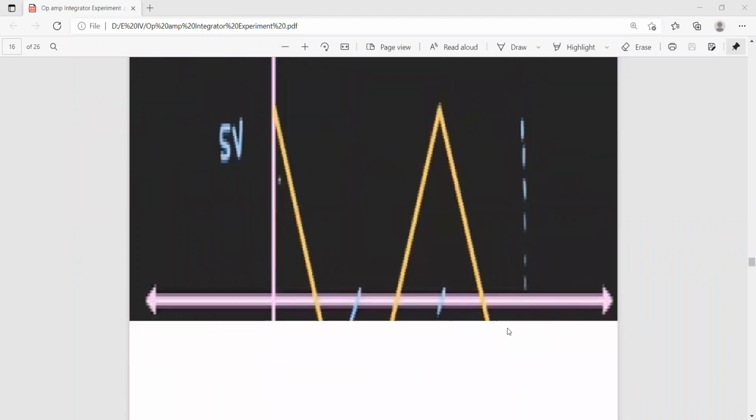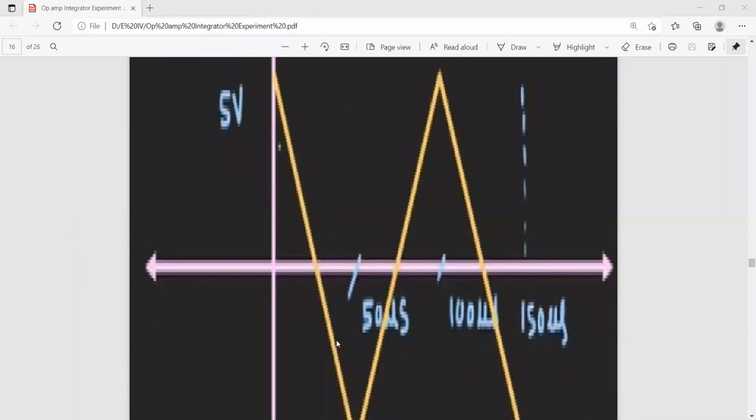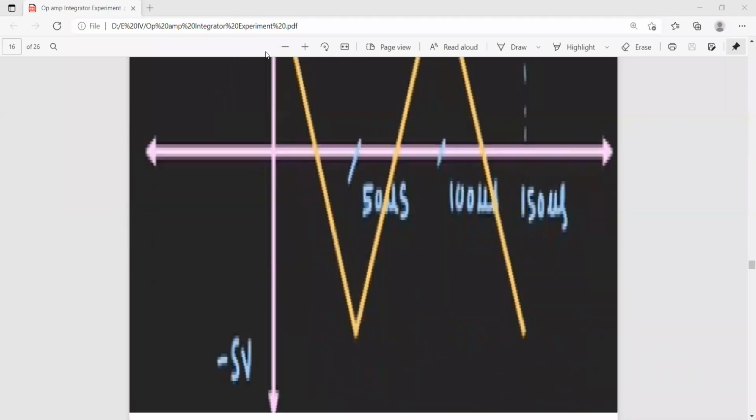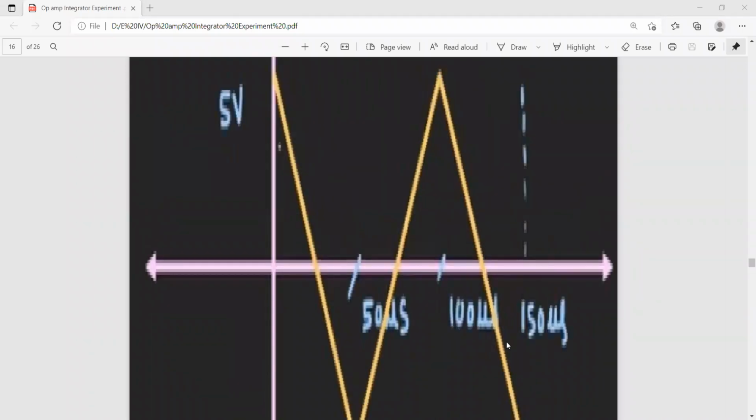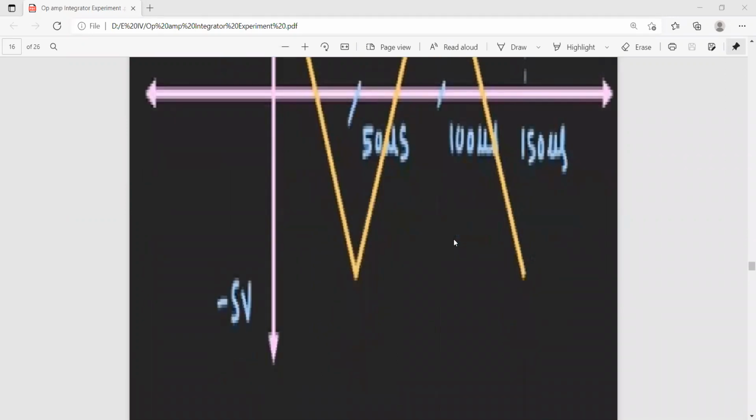So therefore, the waveform is appearing like this. For the positive peak, the signal is appearing like this. For this peak, which is appearing like this. So therefore, this type of shape is called a triangular waveform.